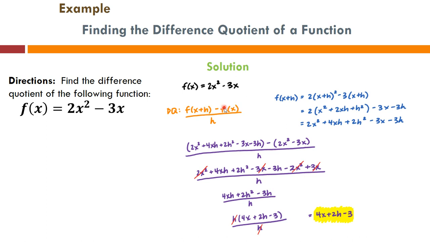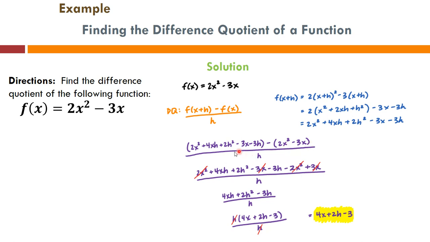I don't have to do anything to get the second part. This is just f of x. That's the definition that they gave me. All right, so I'm going to plug that in, and then I'm going to put everything over h. So you'll see that here in the purple. So this part is my f of x plus h minus my f of x all over h.